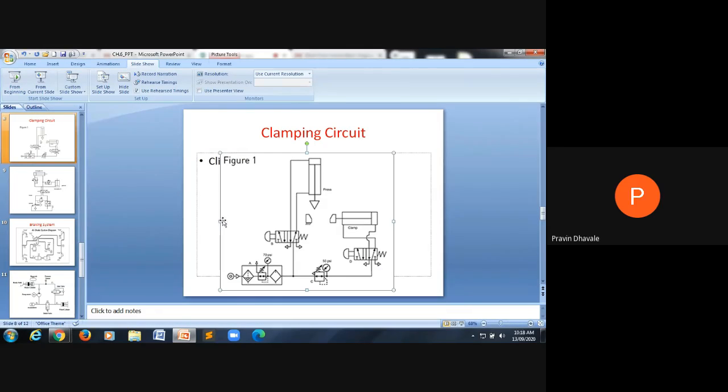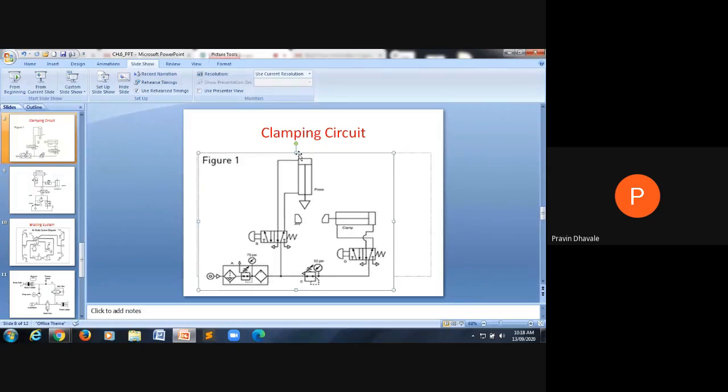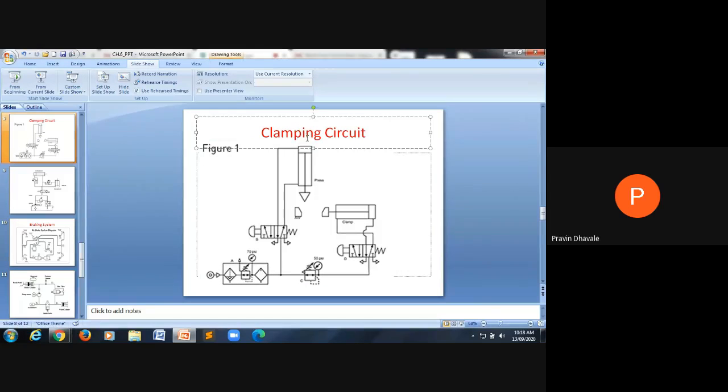Okay, now this is the clamping circuit. We have to study it under pneumatics.